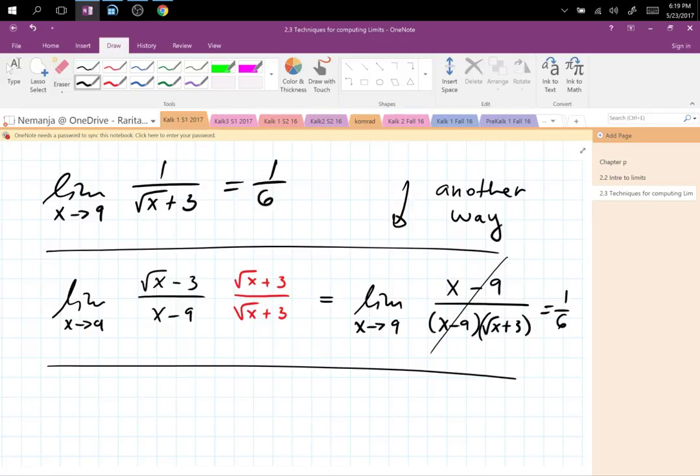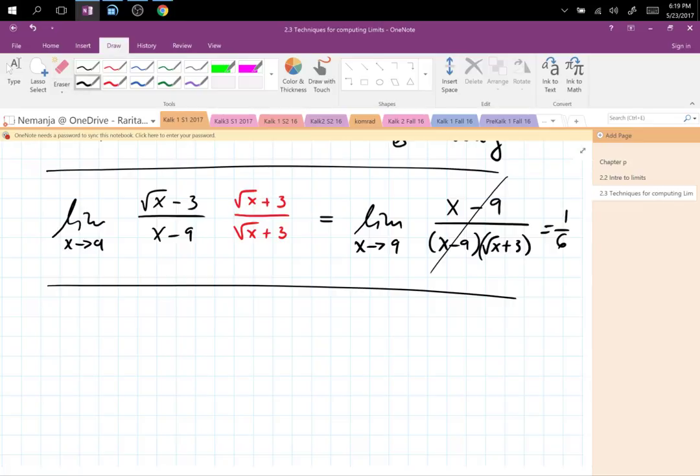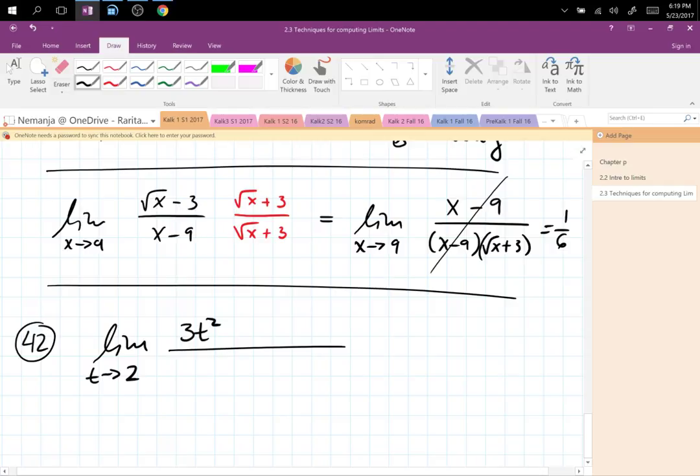So let's see some of the interesting problems. This is number 42 in the textbook. Limit as t goes to 2 of 3t squared minus 7t plus 2, divided by 2 minus t.